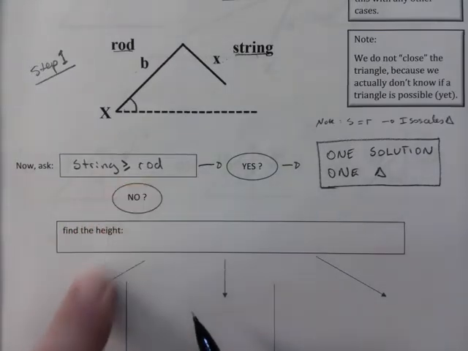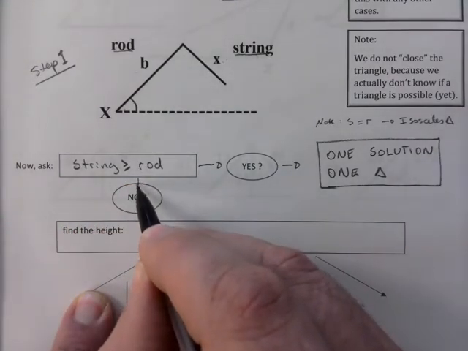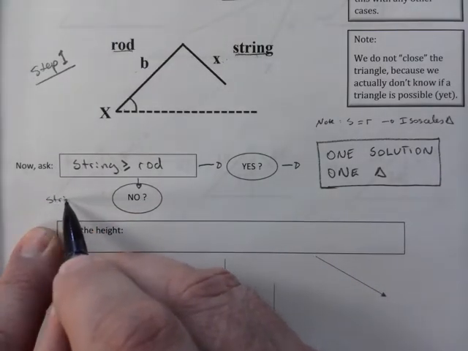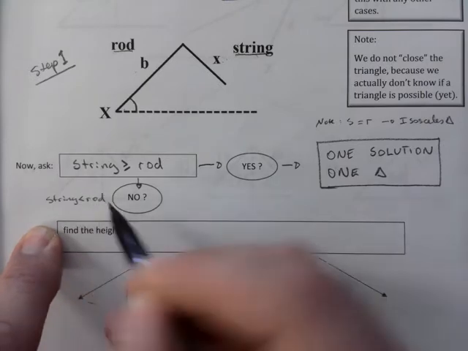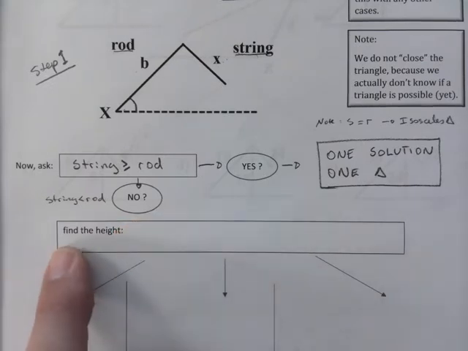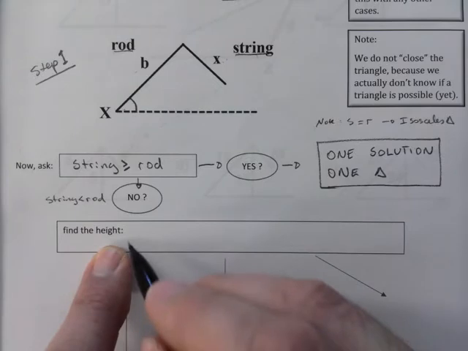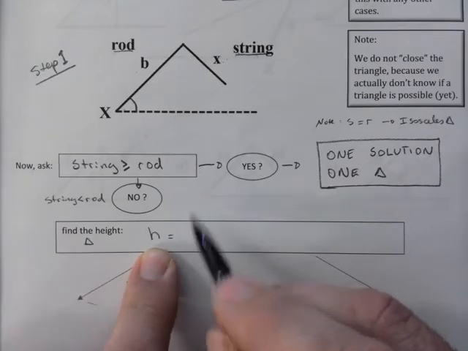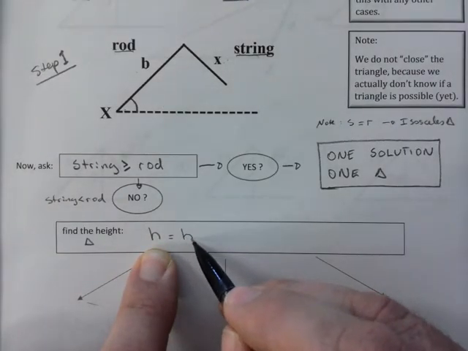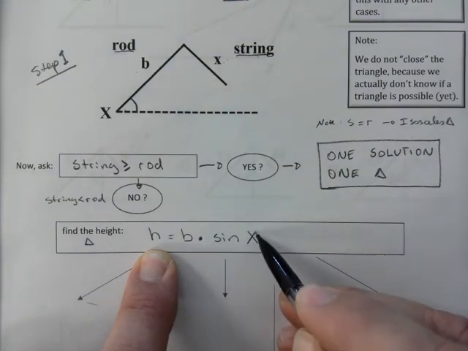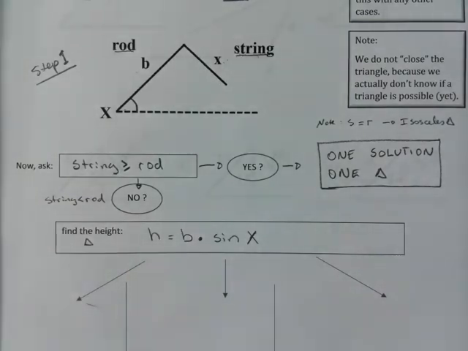If you're asking this question and your answer is no, so basically the string is shorter than the rod, that's really what you've concluded. Then you have to follow the next step here. You have to find the height of the triangle. You know this one. I gave this away. If you look at this diagram here, there's only one way to find it: B times sine of angle x. I called it x here, right? You will have to follow that step.